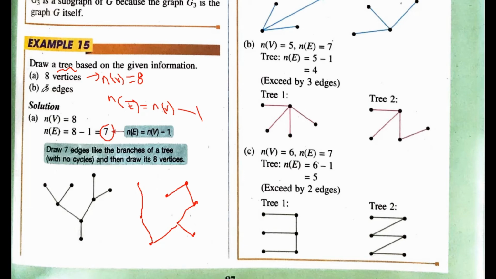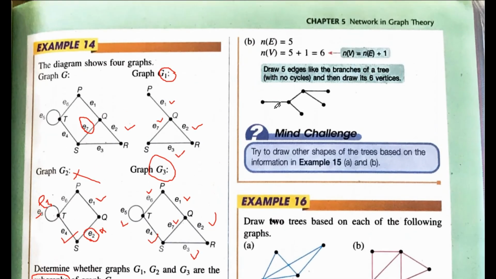Then B, 5 edges. So 5 edges means that we have 6 vertices. Okay, because 5 equals number of vertices minus 1. So black dots must be 5 plus 1, 6. Okay, so you draw out 6 vertices and then you draw 5 edges. Okay, you can also draw like this, 6 black dots.